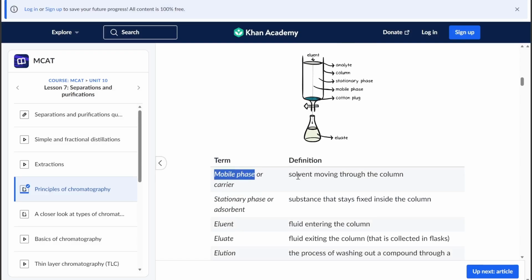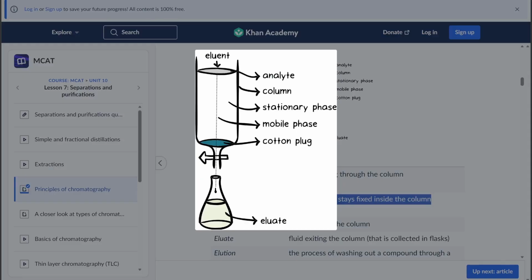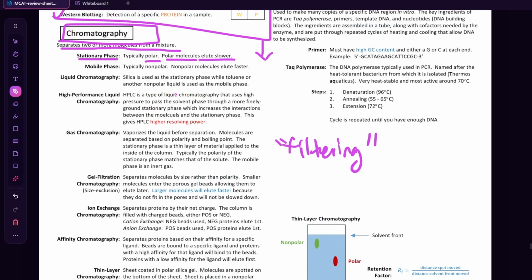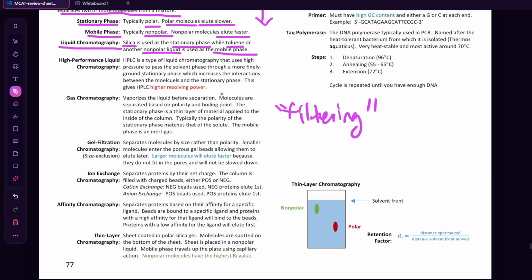So your mobile phase is the solvent moving through the column. If you don't know what solvent and solutes are, you need to review a chemistry unit on solutions. And then stationary phase is the substance that is fixed inside of the column. So stationary phase is typically polar, and polar molecules elute slower. So they're going to go down slower. And the mobile phase is typically nonpolar, and they're going to go down faster. Liquid chromatography is when you use silica as the stationary phase, while toluene or another nonpolar liquid as the mobile phase. I'll go over these from an interactive viewpoint in a second.